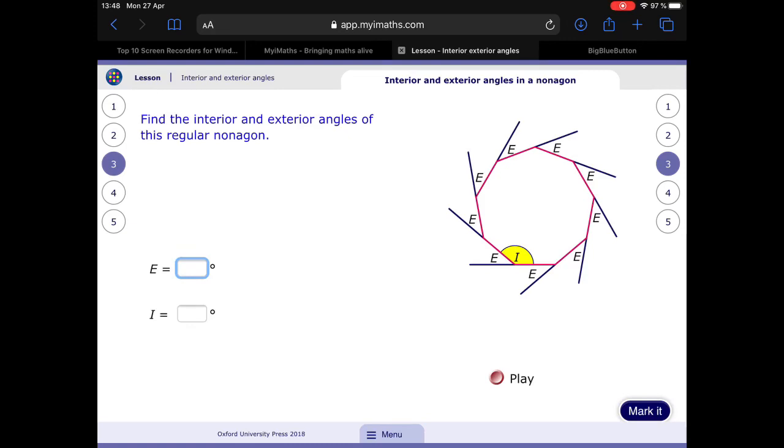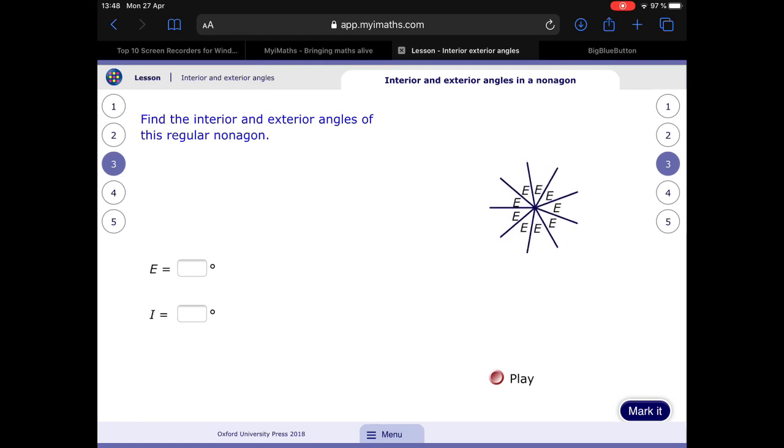And here I've got a nonagon, a 9-sided shape. And again, if you pay close attention, look at how exciting this is. If I collapse the nonagon, all 9 exterior angles go round a point. So all 9 exterior angles must add up to 360 degrees. So if all 9 angles must add up to 360 degrees, how big is one exterior angle? That's for you to figure out. And if I know one exterior angle, can I find one interior angle? And if I know one interior angle in a regular nonagon, can I find what all the interior angles add up to together? Have a think.